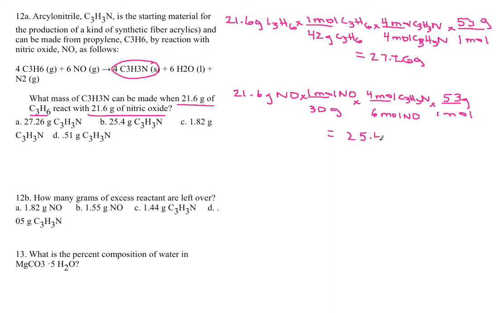So what you should notice, both of these produce different amounts of your C3H3N. This one produces more, this one produces less. Just like the S'mores example, since this one produces less, this is how much is actually going to be made. Therefore, NO is your limiting reactant, C3H6 is your excess reactant. Okay? Limiting. Okay, so your 25.4 is how much is actually produced. Circle that. Good. Now it says how many grams of excess reactant are left over.